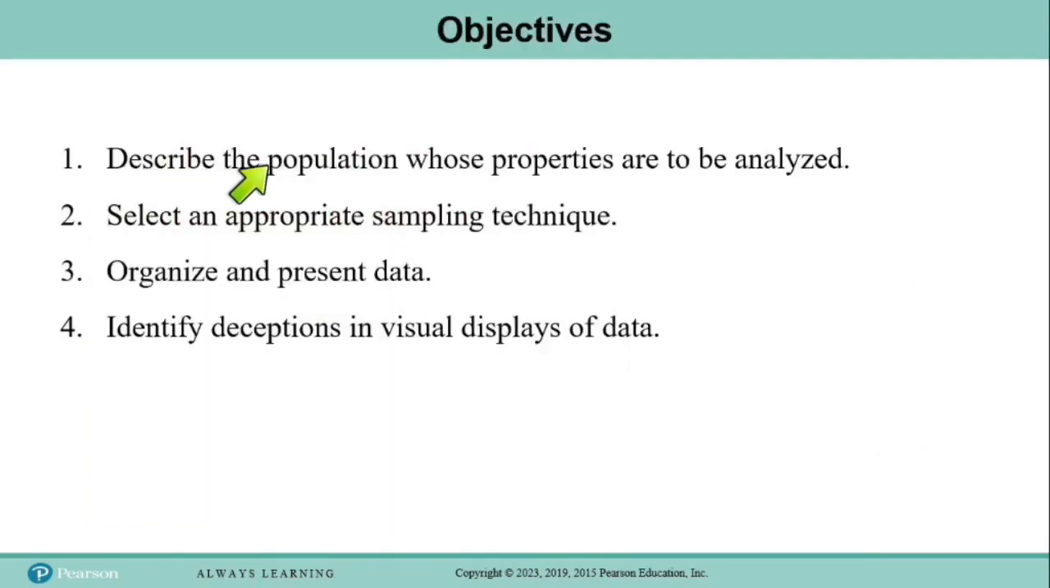First, we're going to talk about describing the population whose properties are to be analyzed, and we're going to talk a little bit about selecting an appropriate sampling technique. And then we're going to look at different ways to organize and present data, and this is really where we'll put most of our attention today. And then our 4th objective is to look at some ways that visual displays of data can be deceiving sometimes if we're not on our toes. So let's go ahead and get started.